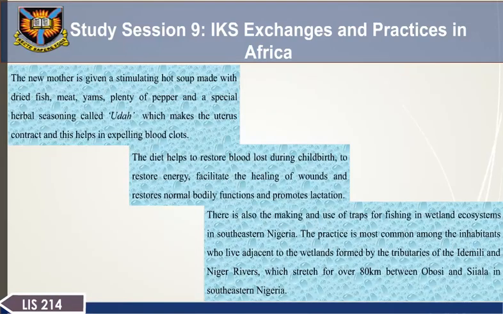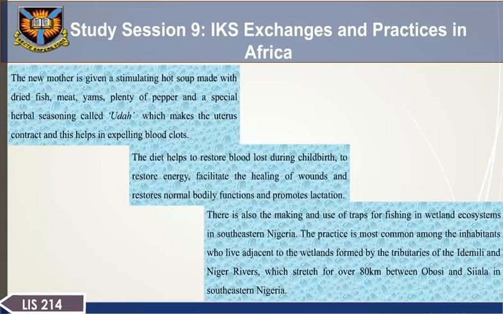The new mother is given a stimulating hot soup made with dried fish, meat, yams, plenty of pepper, and a special herbal seasoning called uda, which makes the uterus contract, and this helps in expelling blood clots. The diet helps to restore blood lost during childbirth, to restore energy, facilitate the healing of wounds, and restore normal bodily functions and promotes lactation.